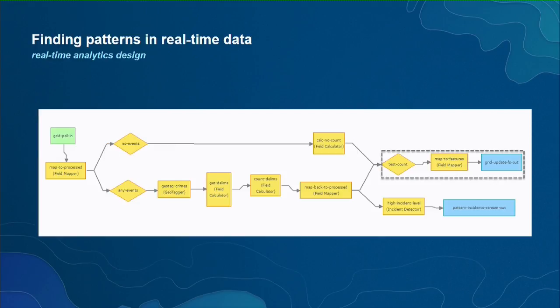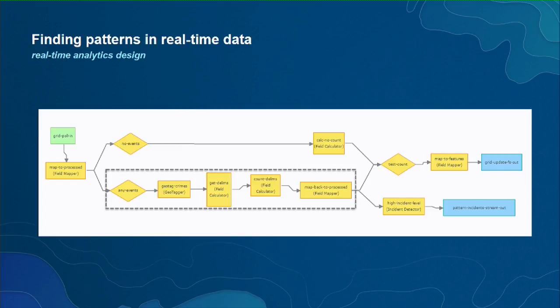So I test the count and then I use a field mapper to prepare the data prior to sending it out to the stream service. This portion of the GeoEvent service is detecting if there are any events, any crimes, any of the point geofences that spatially intersect one of the analysis grids. It uses a geotagger to go find that information and then actually does the count to put the count of the current crimes into that grid cell.